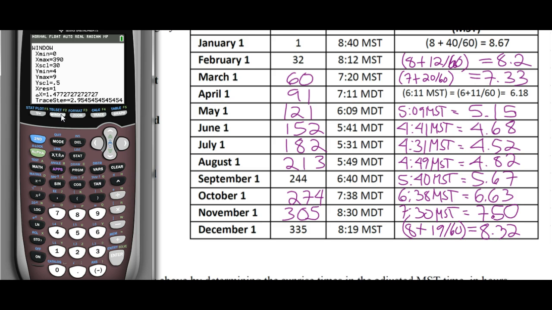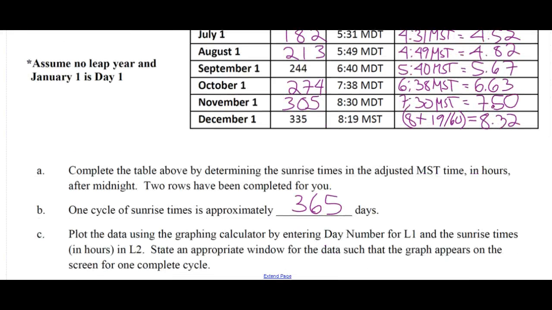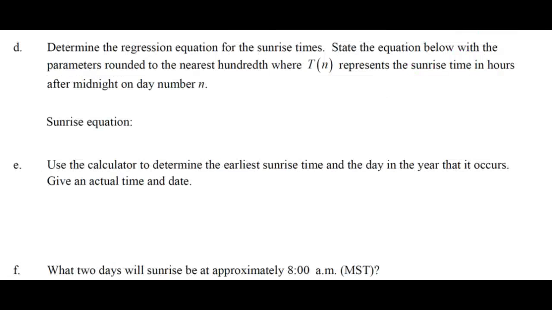If you want to look at the data, so we set a window. We chose 0 to 390 by 30s and 4 to 9 to cover everything. We went second y equals, we turned on the stat plot and then hit graph. That's what we've got. So now, plot the data and sunrise time, show an appropriate window, we've done that. So the graph appears in one complete cycle. We have maybe a smidge more.